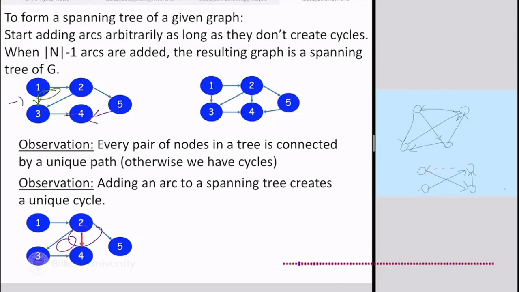This is, again, very important. So for 2 distinct nodes, there is a unique path in the spanning tree. And if you add one arc to your spanning tree, you will create a unique cycle. All right? Any questions? Am I going too fast? Because these are new for you.